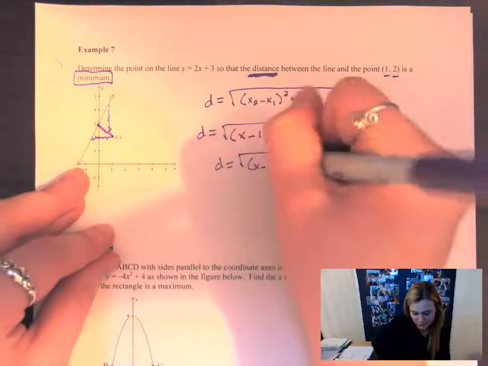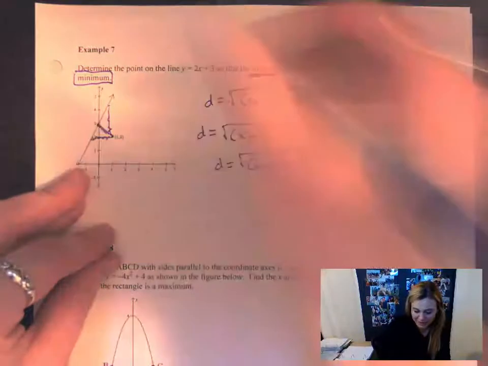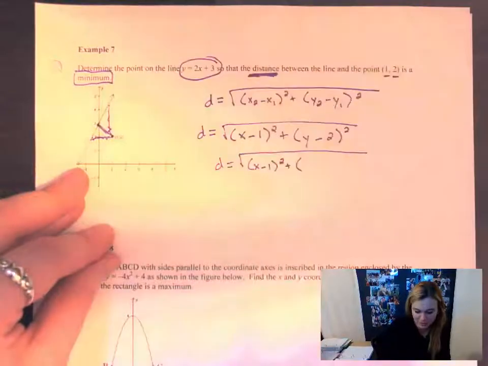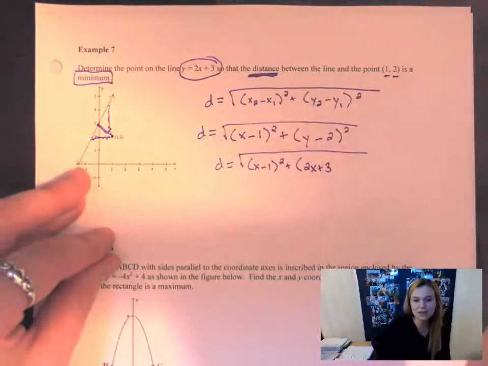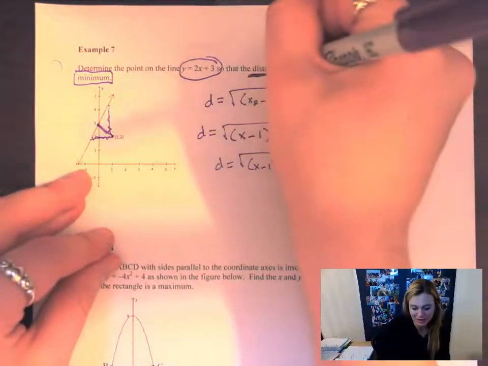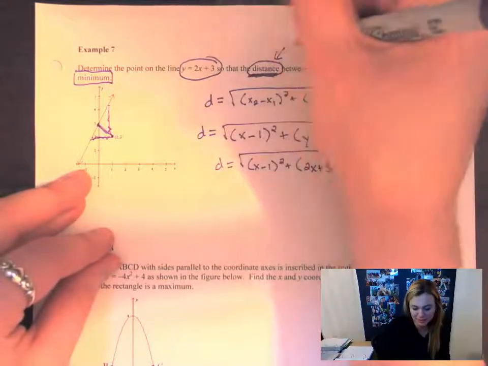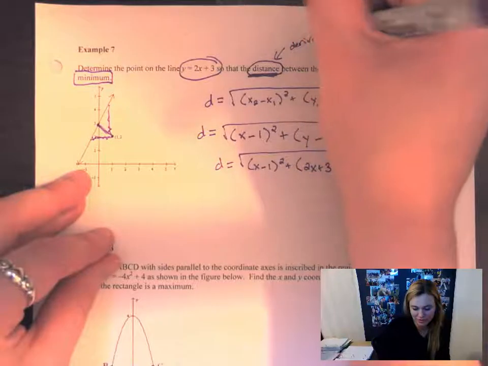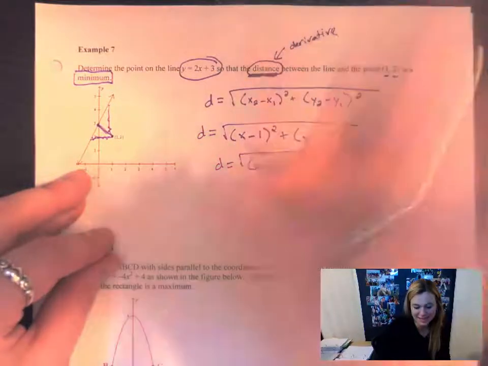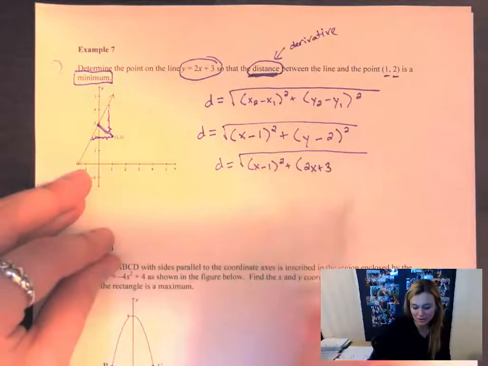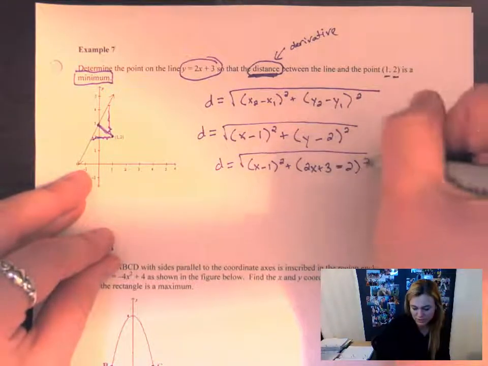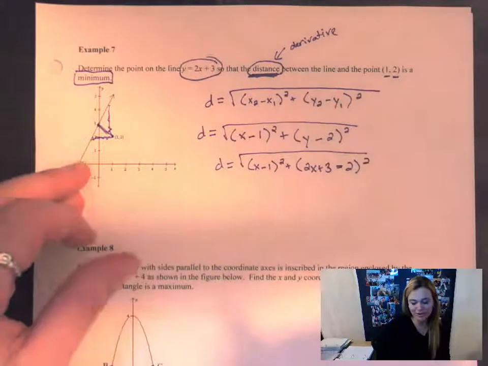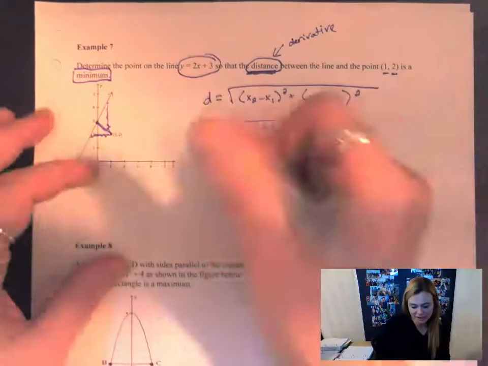x minus 1 squared plus, I know y is 2x plus 3. I feel like I shouldn't have circled that because in the past we've done this. This is what I'm minimizing. This is what I need to take the derivative of. I was just indicating that y equals 2x plus 3. We already know. Minus 2 squared. Now I can take the derivative, but before you do that, simplify it in some way.